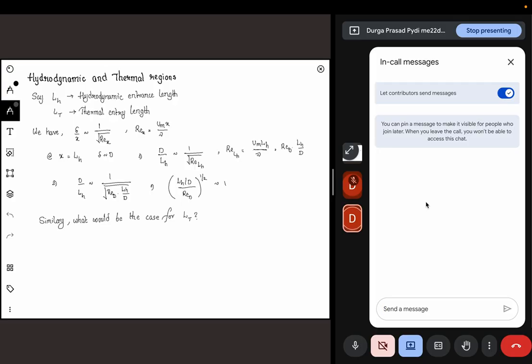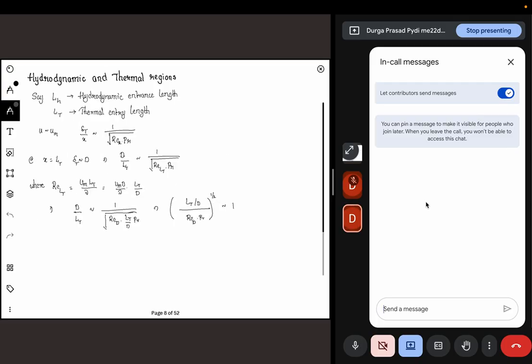It's straightforward, right? Instead of delta, you'll have delta_T. X will remain the same. All of these quantities will remain the same. So what would delta_T by x scale as? It will scale as 1 by square root of Re_x times Pr. This additional term is because delta_T by delta is 1 by square root of Pr.